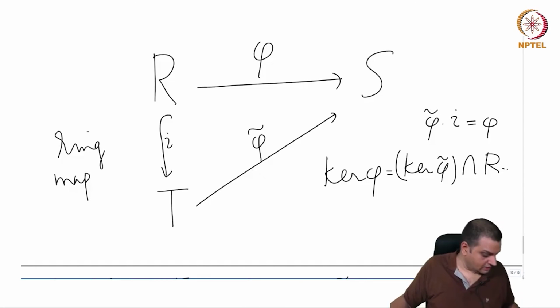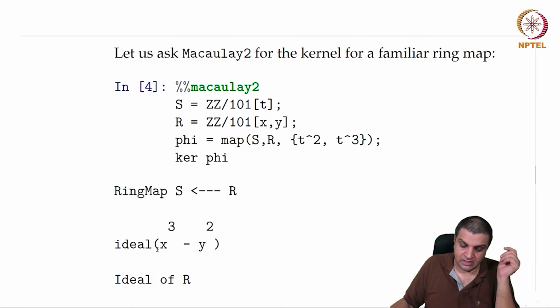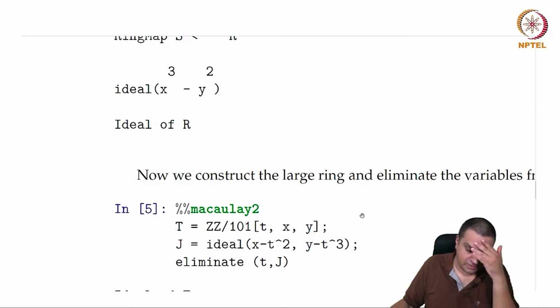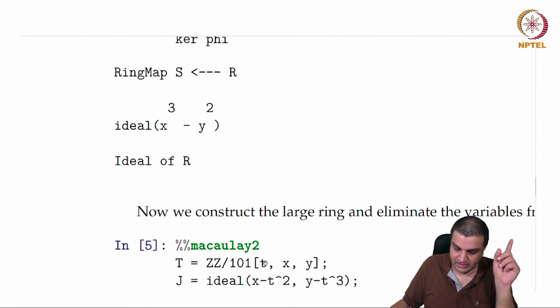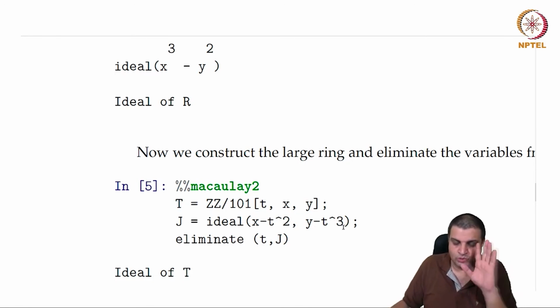Okay, so now let's try to do this. Here we have a map from R to S. R is a polynomial ring in 2 variables and S is a polynomial ring in 1 variable, and we define a map, x goes to t square, y goes to t cube, and this we have worked out earlier, the kernel is this. Now let's do it the way we just described. We put the variables of S first, and then the variables of the ring R, x and y, and then we just generate this ideal. We just formally write down x minus t square and y minus t cube. No thought has to be applied. Then we just say eliminate t.